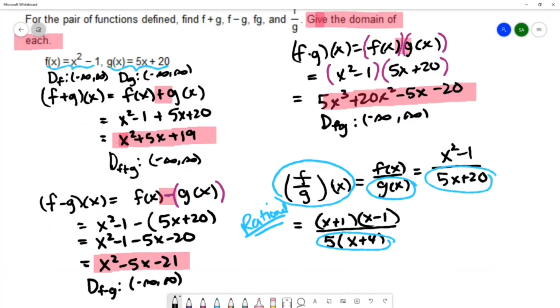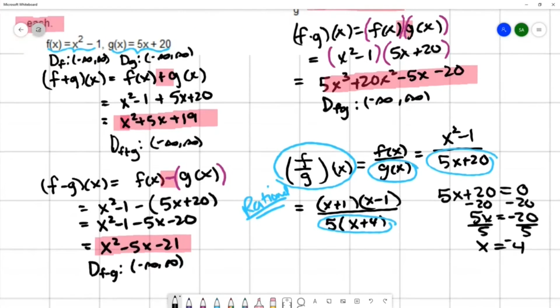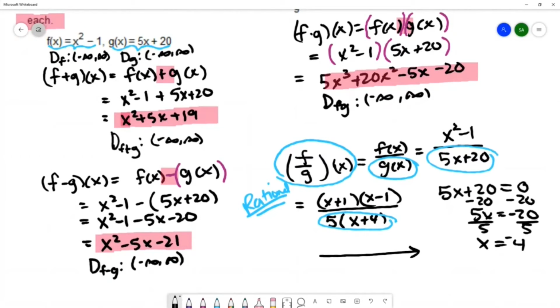We need to take the expression in the denominator, which is our g of x in this example, and set it equal to 0. And we solve, we get 5x equals negative 20, divide by 5, and we get x equals negative 4. That negative 4 is a restricted value because it's going to cause the denominator to equal 0. So our domain here will be everything, all real numbers except for negative 4.